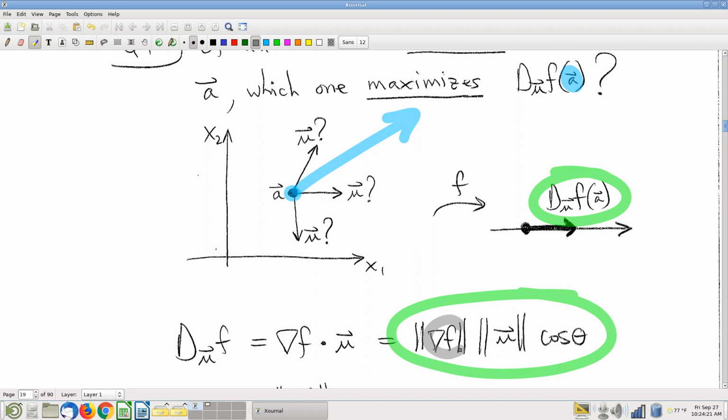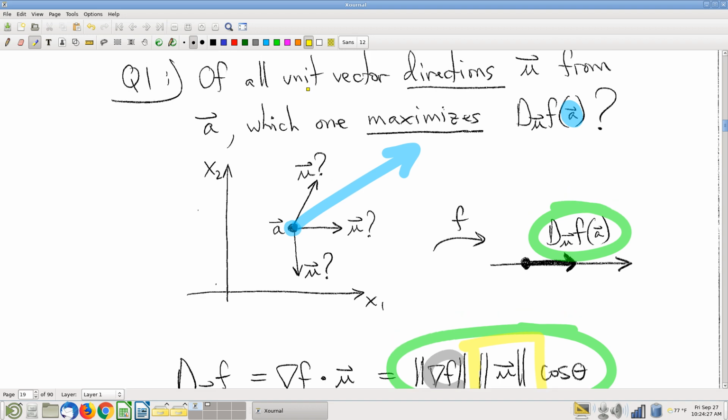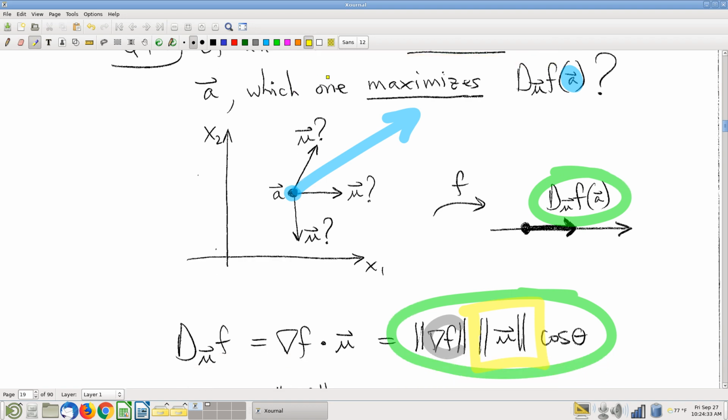Okay. What about the magnitude of u? Well, u is a unit vector. The magnitude of that unit vector is 1. Namely, it's always the same. Namely, it's constant. So this is a constant. So, as it turns out, under the circumstances of the question we're asking, if you want to maximize your directional derivative, just try to make cosine theta as big as possible. That's an easy problem. The biggest cosine theta can ever be is 1, and it achieves that when theta is 0. Right? So the answer to this question is, oh yeah, just make theta equal to 0.